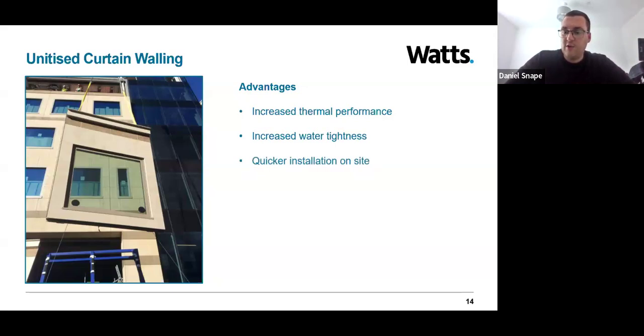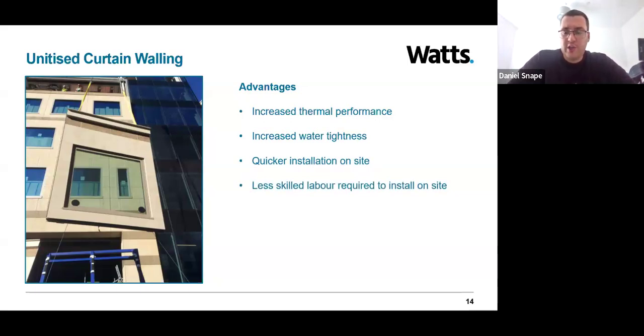Another key benefit, which I also just mentioned, is that prefabricated panels can be installed quickly once they arrive on site. They'll be craned into position. They can be installed from the inside of a building. And typically the process is a lot quicker than other forms of facade construction.